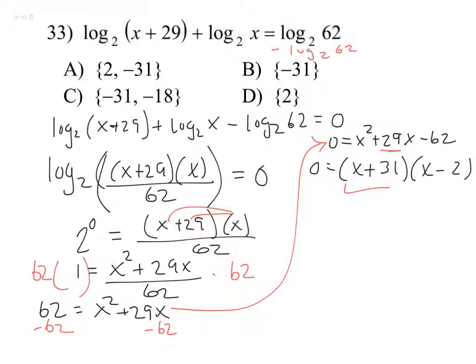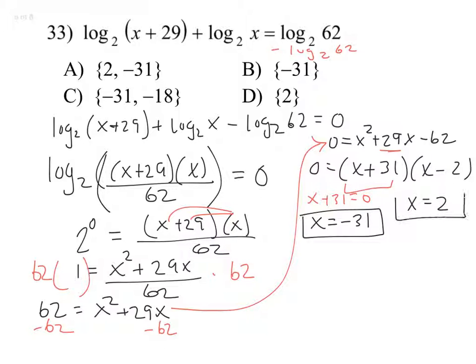Then setting each factor equal to 0. So for that first one, I've got x plus 31 equals 0. So when I subtract 31 from both sides, I'm going to get x equals negative 31 for one of my answers. And then my other answer, when I set that equal to 0 and I add 2 to both sides, I'm going to get x equals 2. And then I want to go ahead and check these answers also just to make sure that they do actually work.